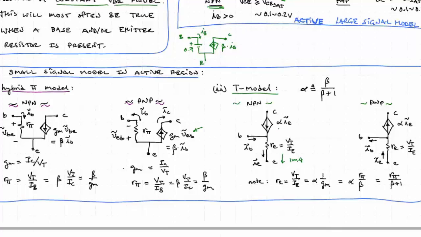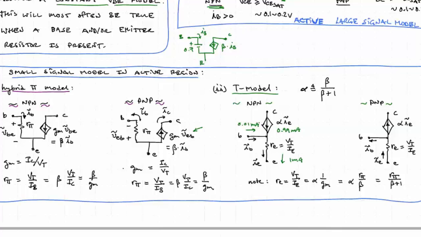So of the 1 milliamp that's flowing out of the emitter, we would have 0.99 milliamps coming from the collector, and that would leave 0.01 milliamps flowing from the base, in other words, 10 microamps. So now 10 microamps controls nearly 1 milliamp of current. So that's our T model.